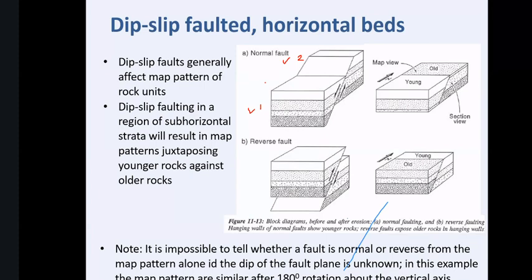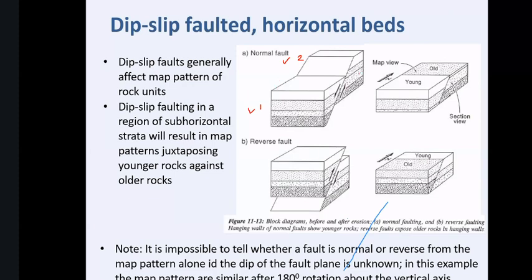The hanging wall rests on top of the what? What about the footwall? Of the fault plane. So in that regard, which one is the hanging wall and which one is the footwall? Number 1 is the hanging wall, and number 2 is the footwall.